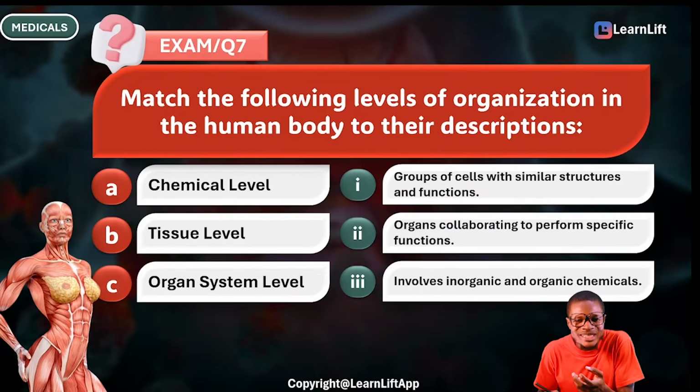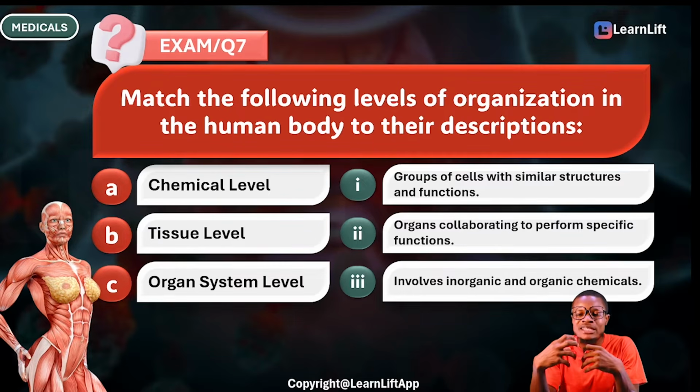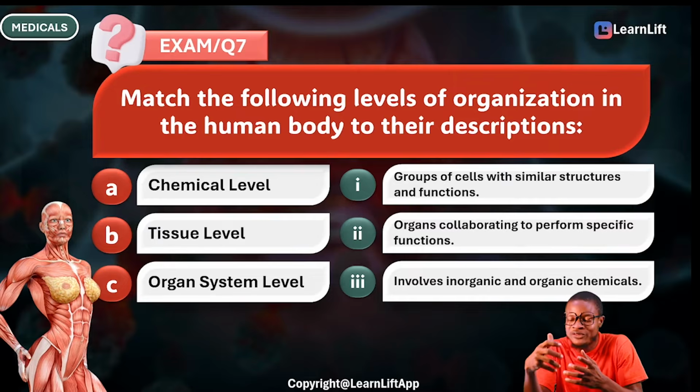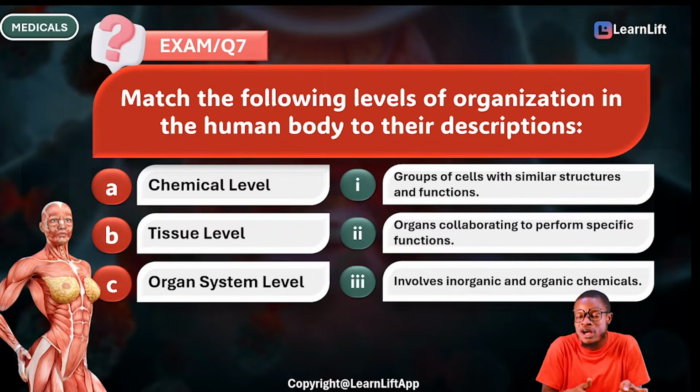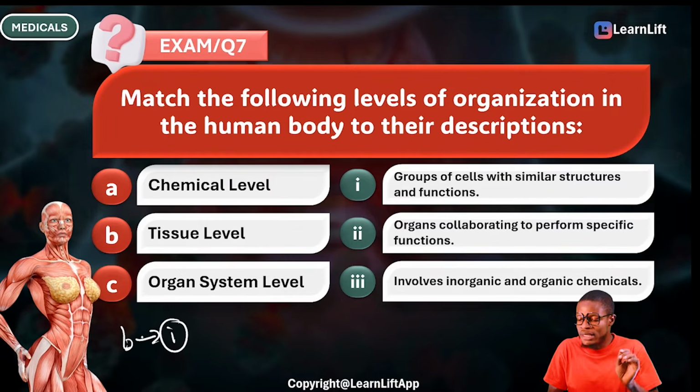What's the correct answer to this? Let's go very fast. Your first one there says group of cells with similar structures and functions. Anywhere you have a group of cells that have similar structure and function, that is going to form your tissue. Are you getting me now? Group of cells with similar structure and function is nothing but your tissue. That means your B is going to link to 1. B will link to 1 definitely there. That's the first one, we have gotten that.